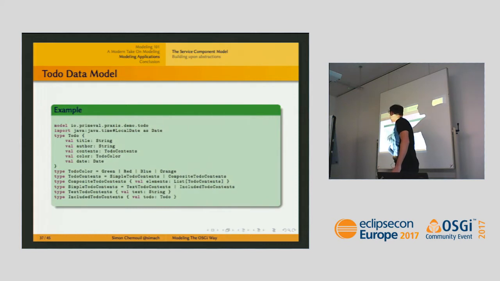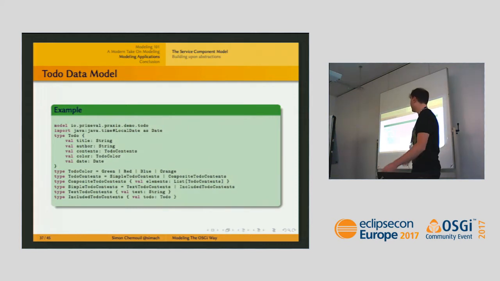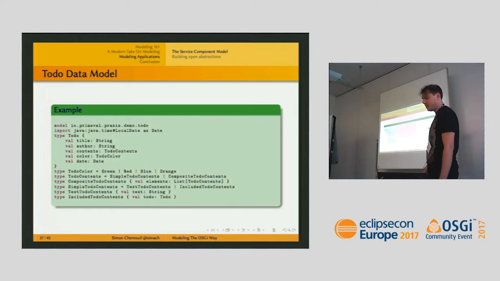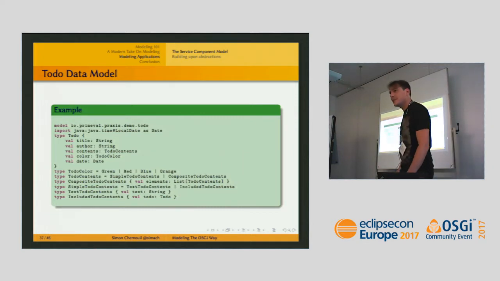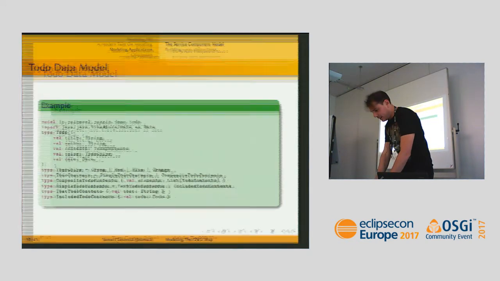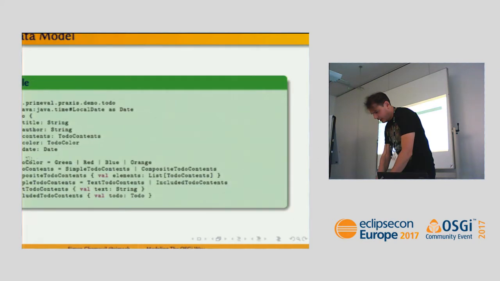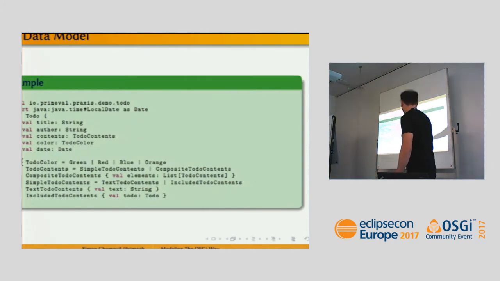I say type to-do has a title, which is a string. Author, this is a string. Contents refers to another type that is defined here. You see you have union types. I don't know if you can see, but I don't think I can zoom. I mean, I'm not a Mac user. Okay, like this. All right. So you can have union types.